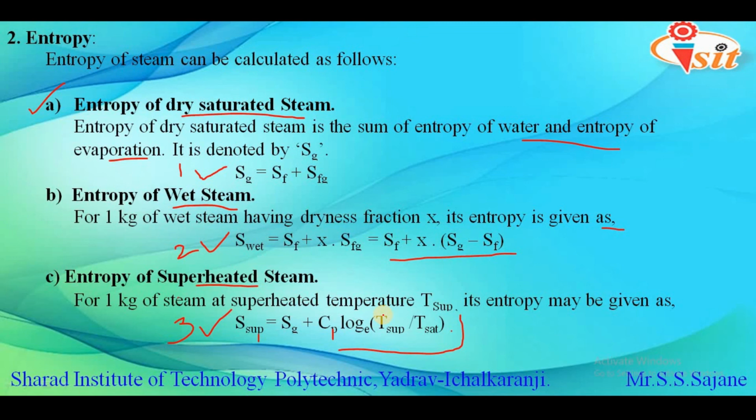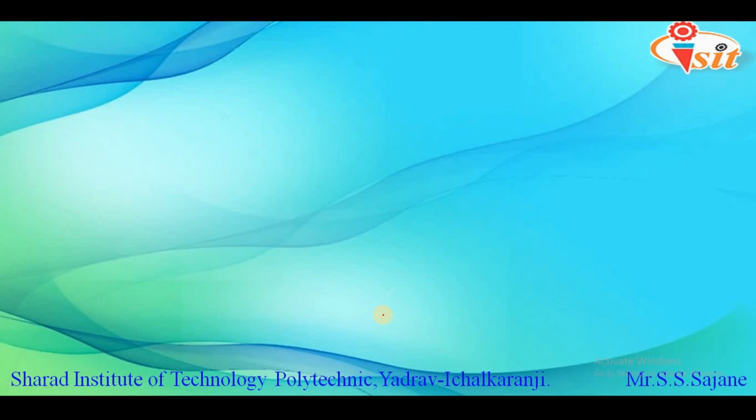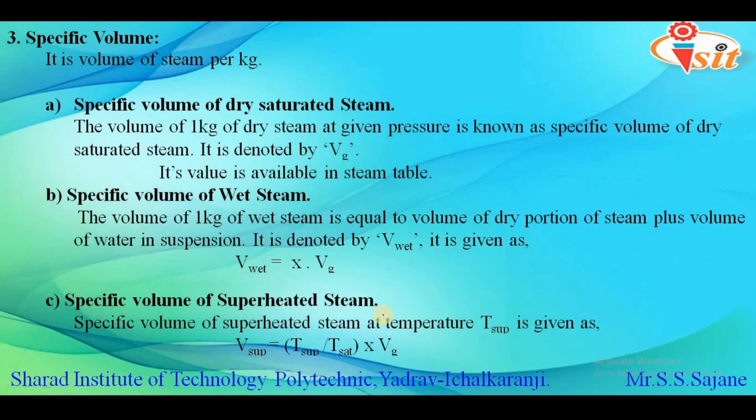Now we will see the last part of the properties of steam, that is specific volume. Specific volume is nothing but the volume of steam per kg. Then we are going to study how to calculate the specific volume for various conditions of steam.